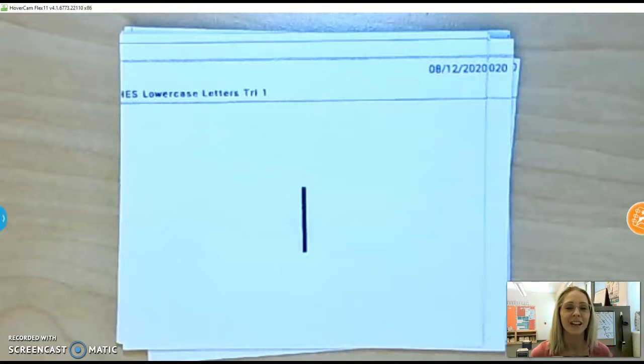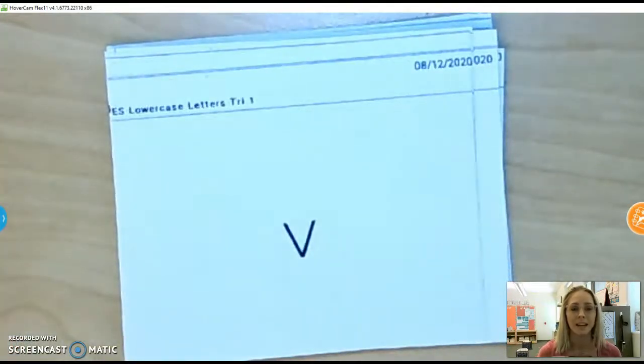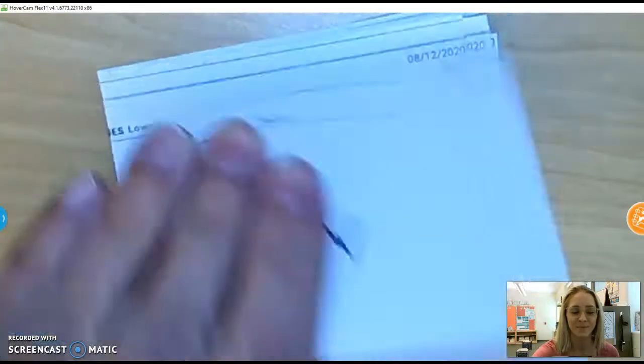What letter is this? Good. That's the letter L. Say L. Good job. What letter is that, and what sound does it make? This is the letter V. Say V, V. Good job.